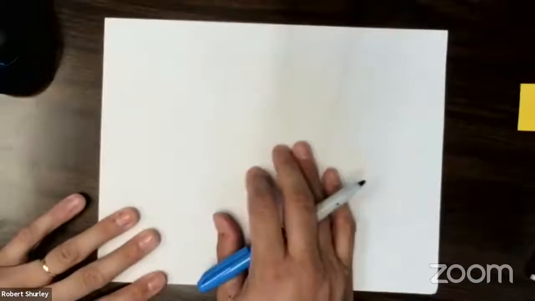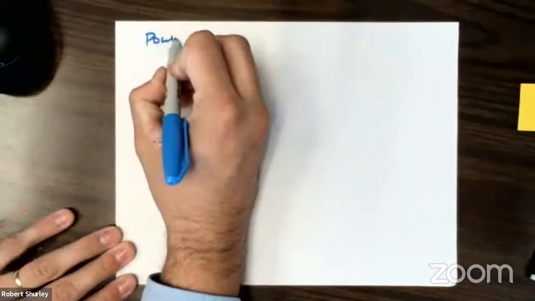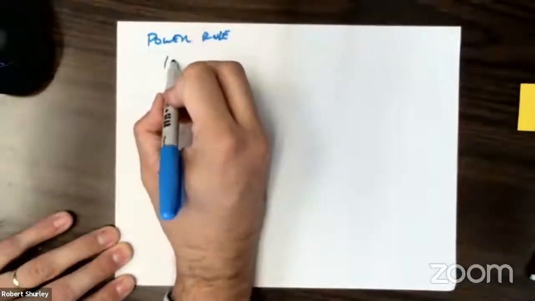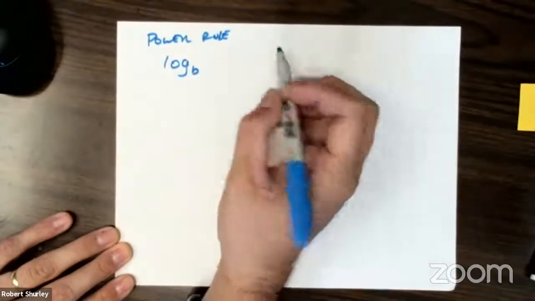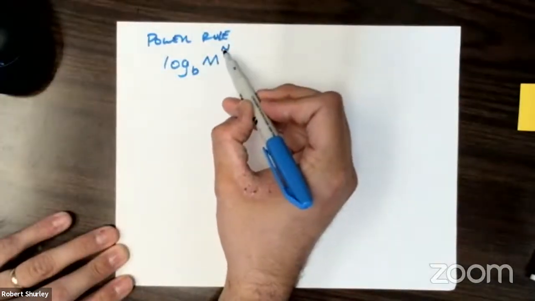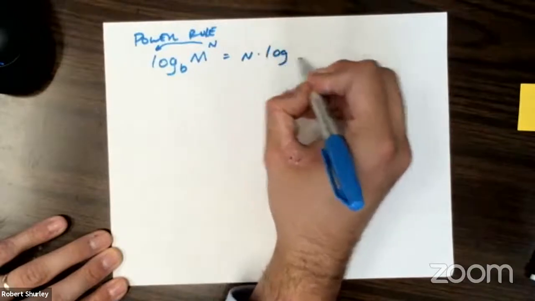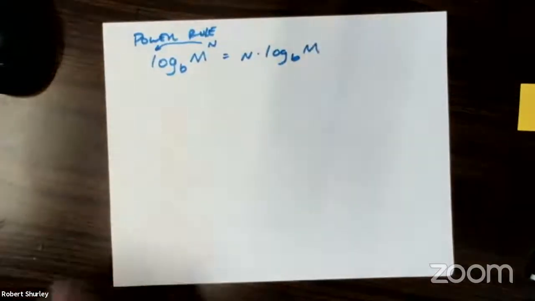Okay, so let's look at the last rule, which is the power rule. It's kind of similar to one of the basic rules, but the bases don't match. So the power rule says this: if we have log base b of, let's say, m to the n power, so now we're raising m to the n inside a logarithm, it turns out you can bring the n to the front. So this becomes n times log base b of m.